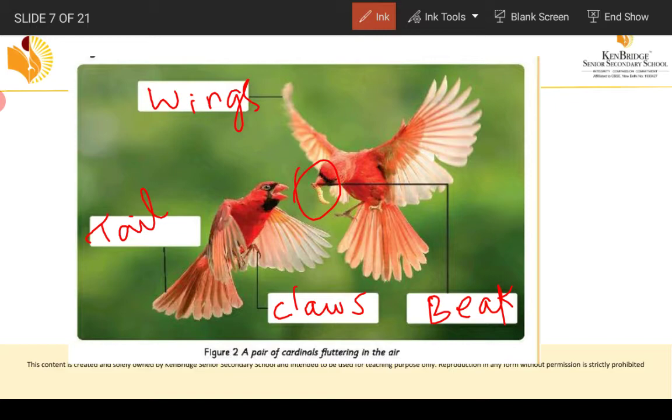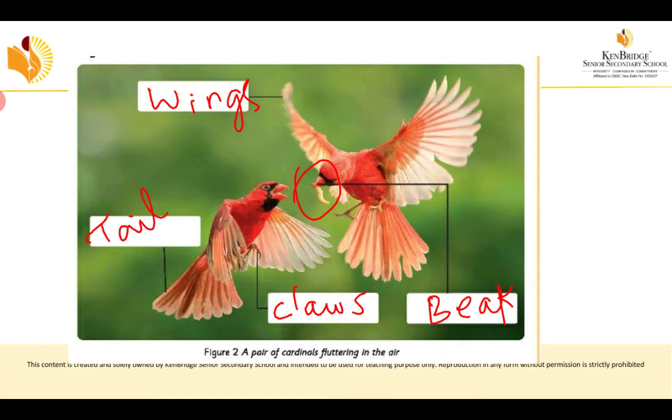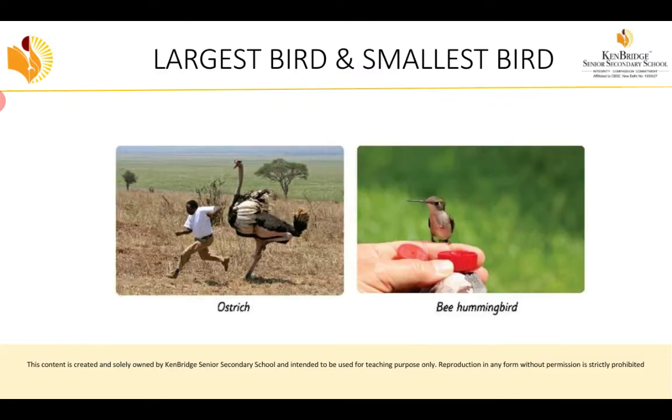There are over 9,000 types of birds all over the world. They are different in size, shape and their wings. Here, this is the largest bird and the smallest bird. The largest bird is the ostrich. At the same time, we have a smallest bird also. The smallest bird is the hummingbird, the bee hummingbird.